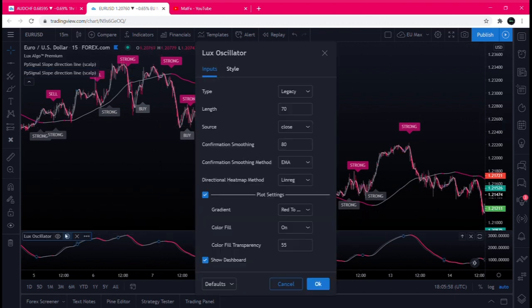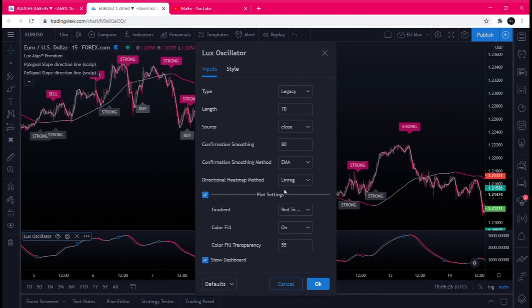Lux Oscillator, legacy mode, length is 7. Source is close. All of this does not matter, but I know you're going to change it anyways because you want yours exactly like mine. And I get that, because I would do that too. But it doesn't matter. Confirmation smoothness 80. Confirmation smoothing method is EMA. And directional heat map method is LinReg. Now, none of this matters, but I know you guys are going to put it in there anyways because you want to make sure your strategy is perfect also.